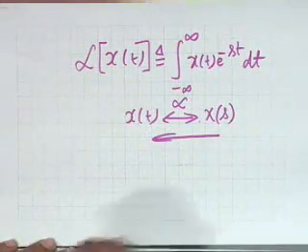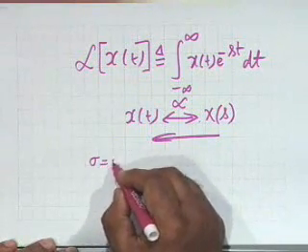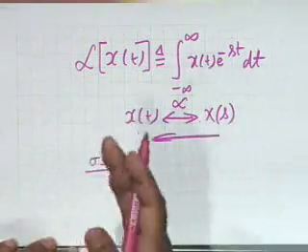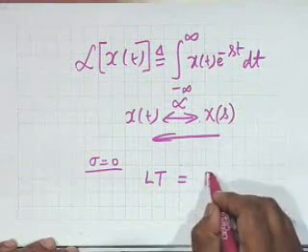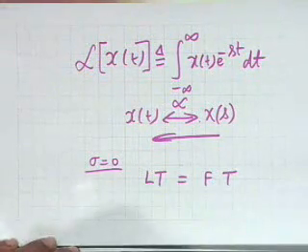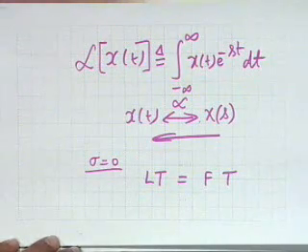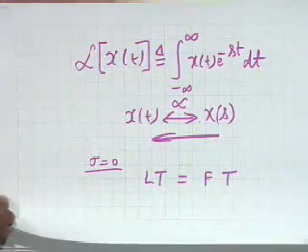It is also clear that if sigma equal to 0, that is, if we confine our attention to the j omega axis, then obviously Laplace transform should be the same as Fourier transform, provided both exist. All right. For sigma equal to 0, Laplace transform is the same as Fourier transform.